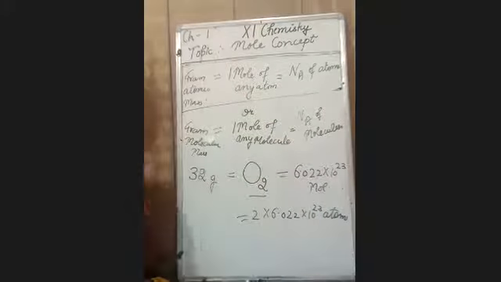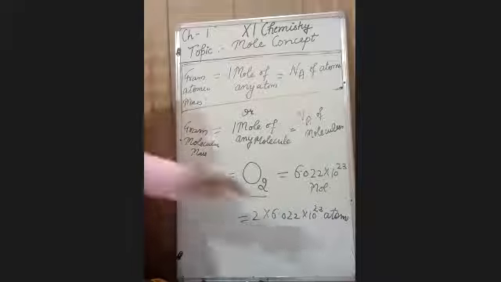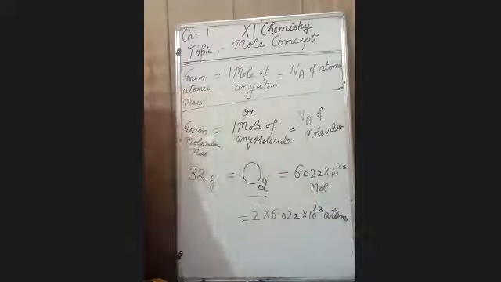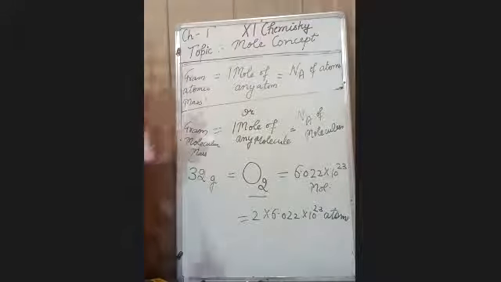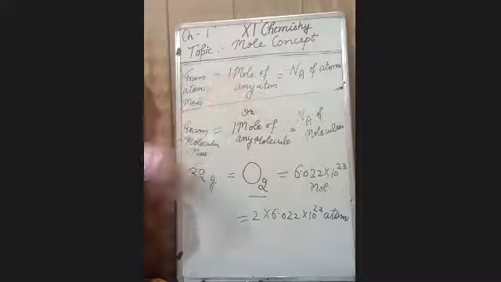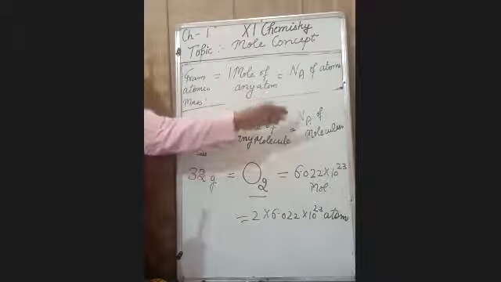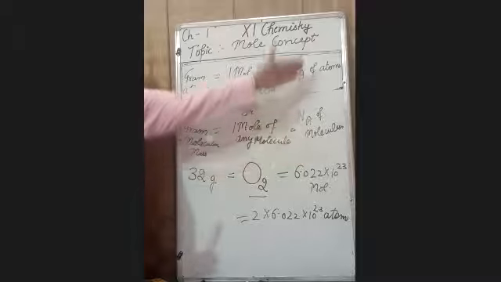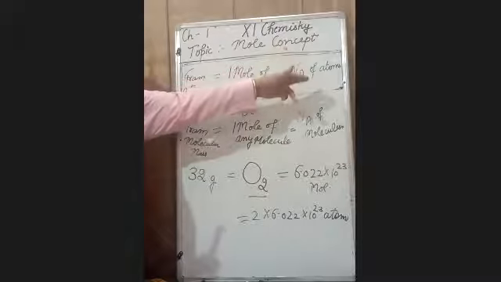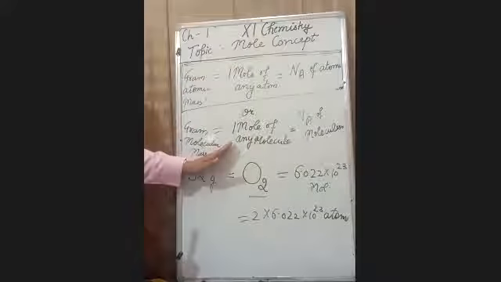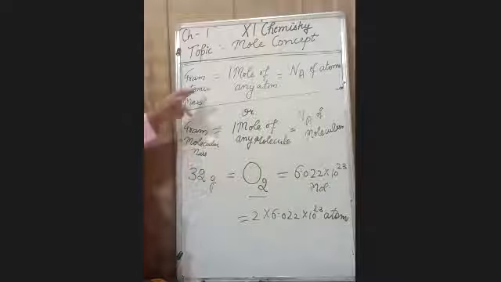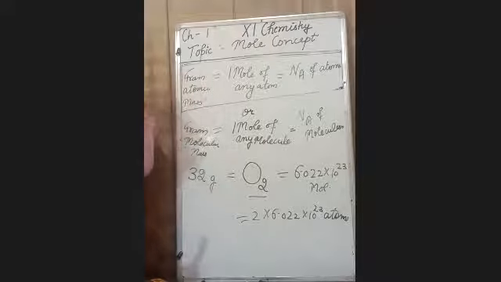It will be 12.044 into 10 raised to power 23 atoms. Fine, is it? So please remember, 1 mole of any atom or 1 mole of any molecule contains Avogadro's number of molecules or Avogadro's number of atoms, and is equal to their gram molecular mass or gram atomic mass.